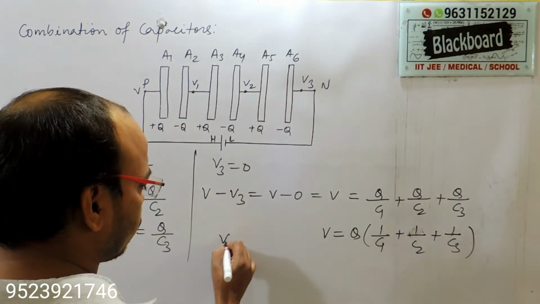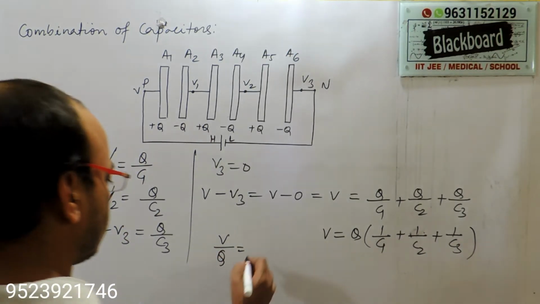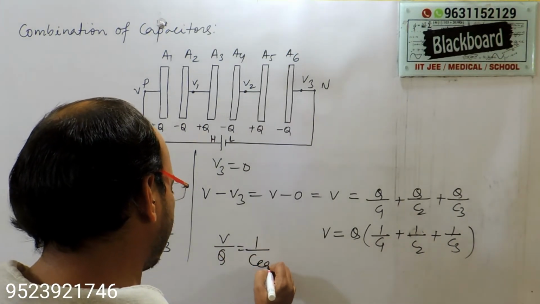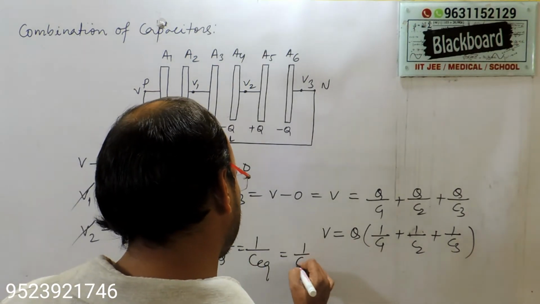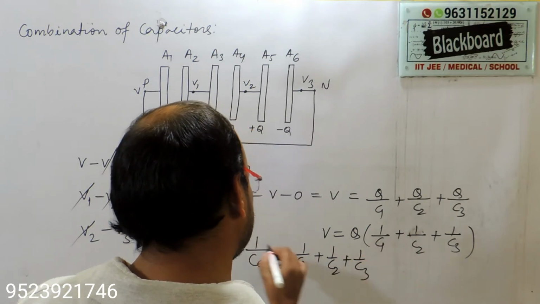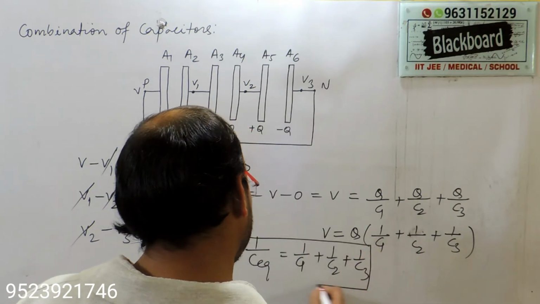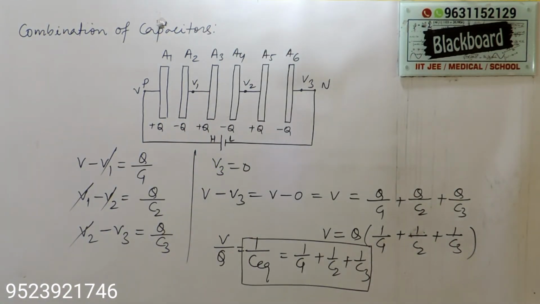That means you can write V by Q. Since Q equals CV, 1 by C equivalent is equal to 1 by C1 plus 1 by C2 plus 1 by C3. This is the formula for equivalent capacitance if capacitors are arranged in series.